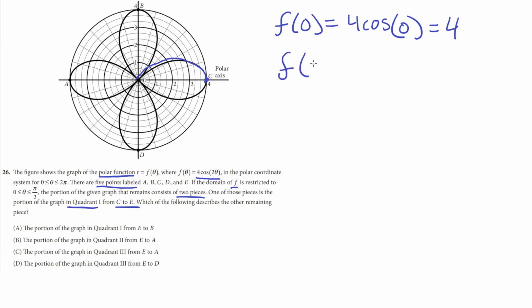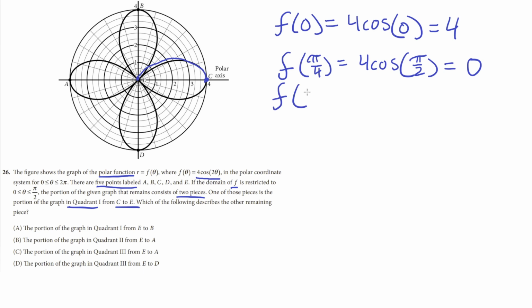Let's plug in a different point that we can calculate. Let's do pi by 4. If we plug in pi by 4, we have 4 cosine of 2 times pi by 4, that's just pi over 2. The cosine of pi over 2 is just 0, and 4 times 0 is 0. So after going from 0 to pi by 4, the graph goes from a radius of 4 units to 0. That's the equivalent of going along this path from 4 back to the origin at 0.